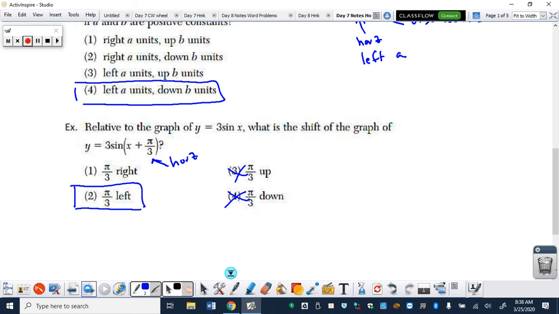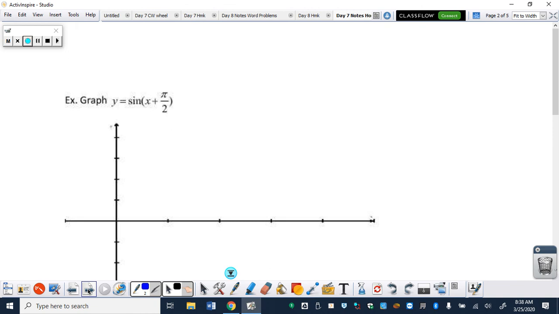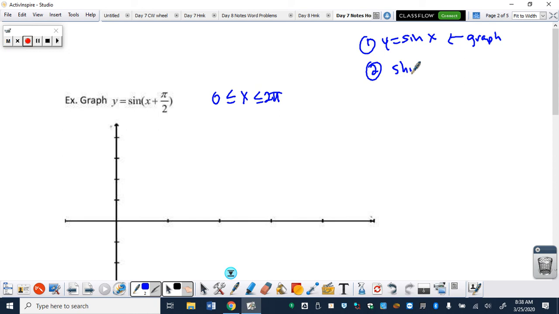On the next page, we have one example of how we're going to shift a sine curve to the left pi over 2, and we're going to jot down that we want it in the interval between 0 and 2 pi. I'm going to do this in 2 steps. The first thing that I'm going to do is graph the parent function y is equal to sine x. Then, once I have that graph, I shift it to the left pi over 2. And that's going to be my final answer.